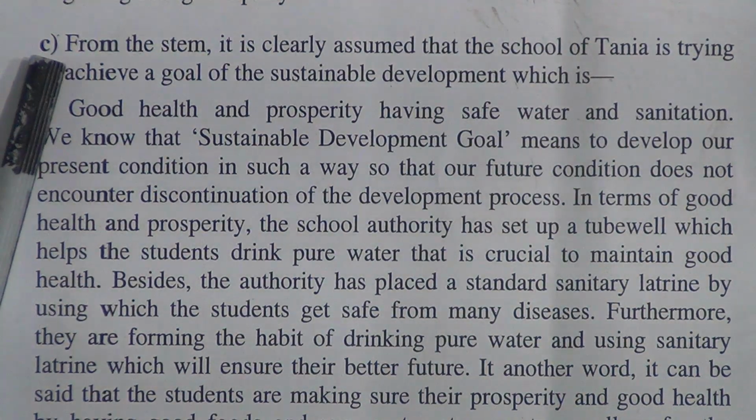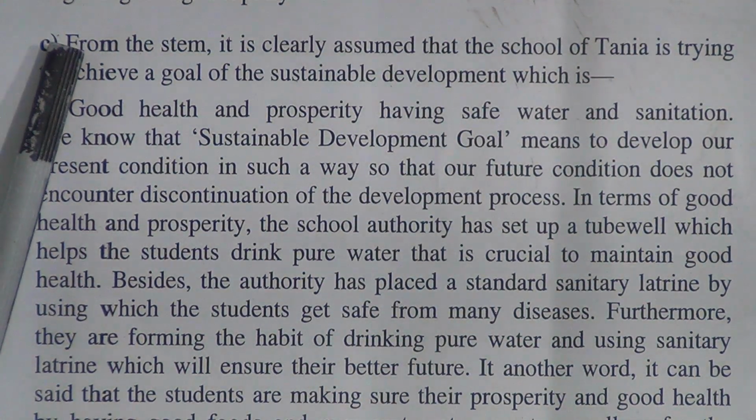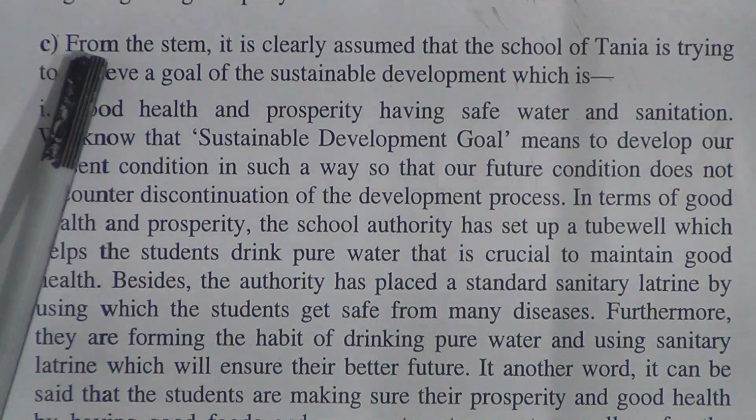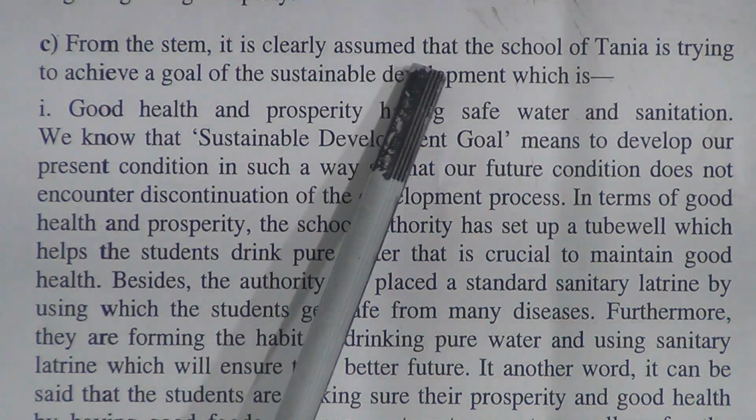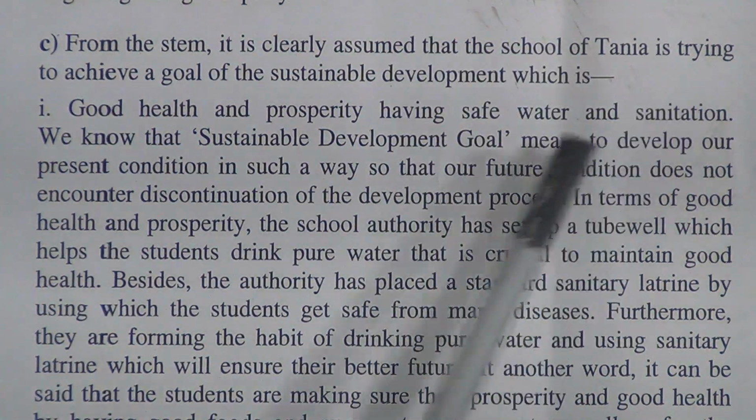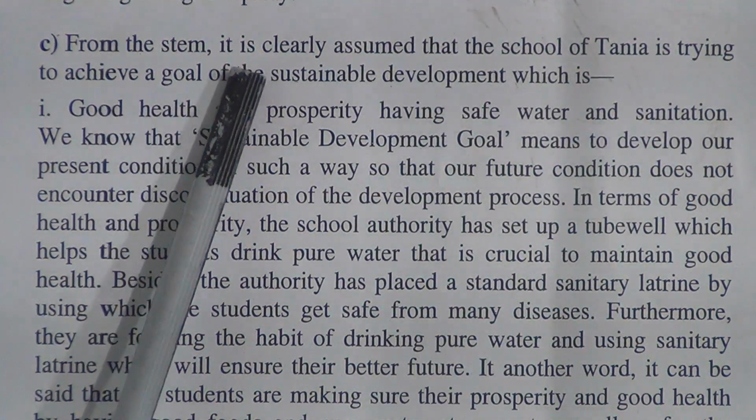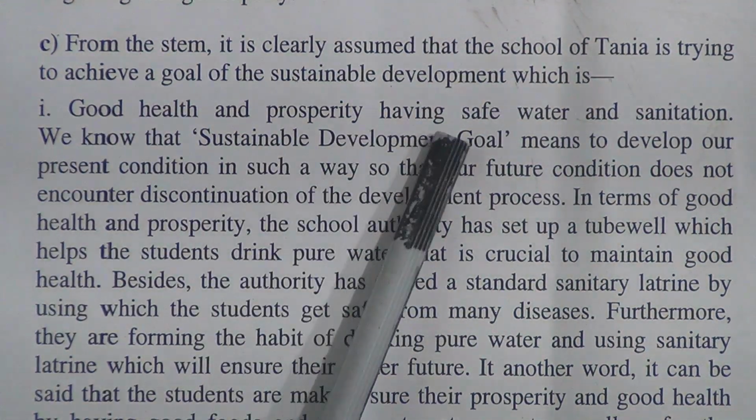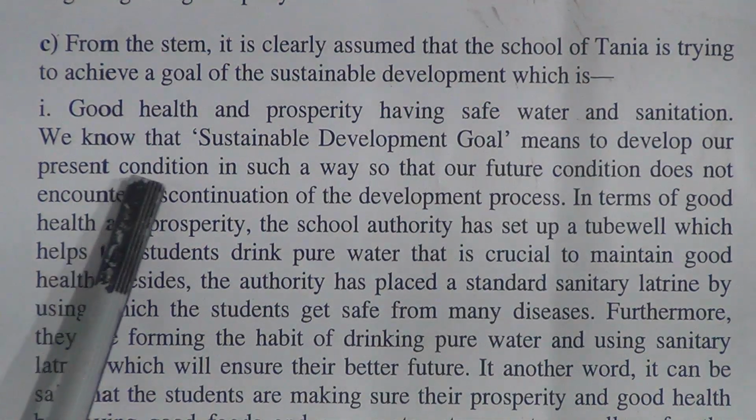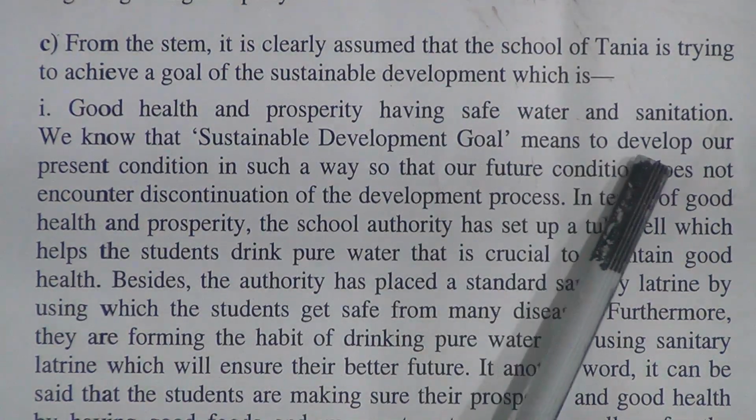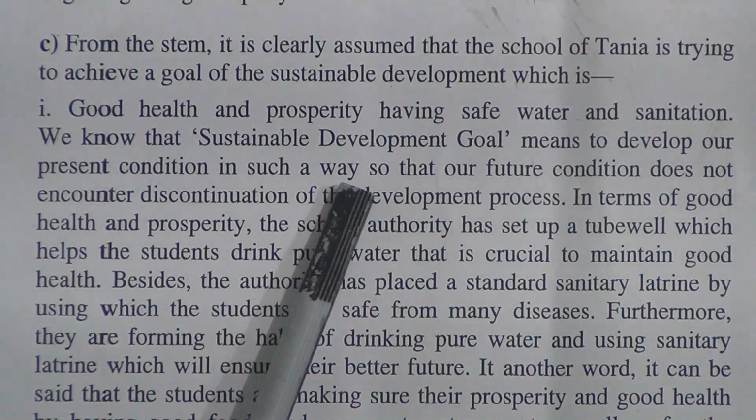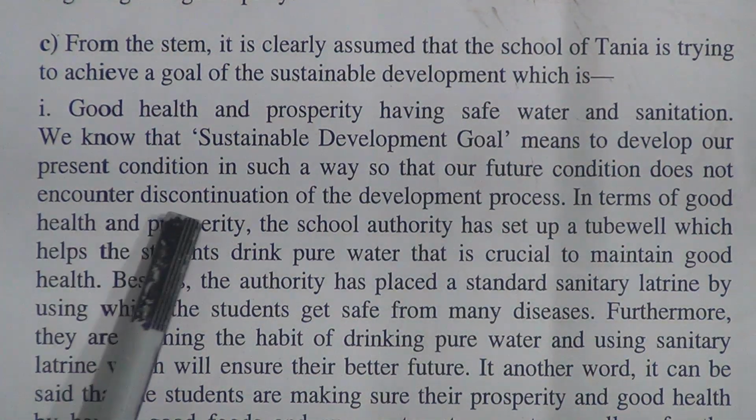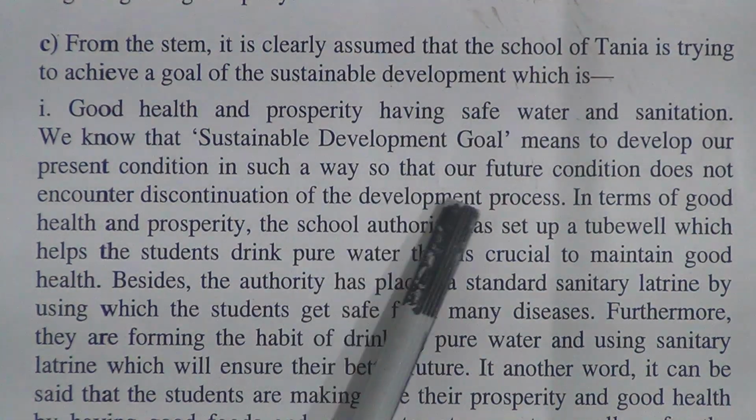Number C question is, explain what goals of sustainable development has been achieved by Tania's school. Our answer is, from the stem, it is clearly assumed that the school of Tania is trying to achieve a goal of the sustainable development, which is number 1, good health and prosperity, having safe water and sanitation. We know that sustainable development goal means to develop our present conditions in such a way so that our future condition does not encounter discontinuation of the development process.